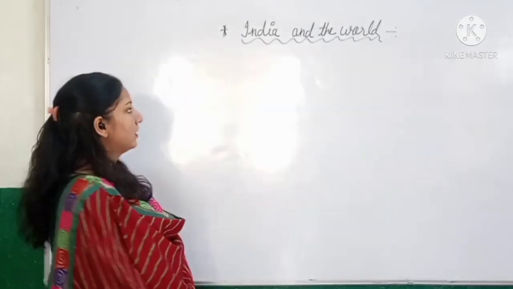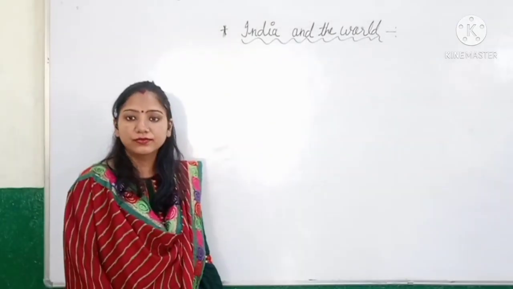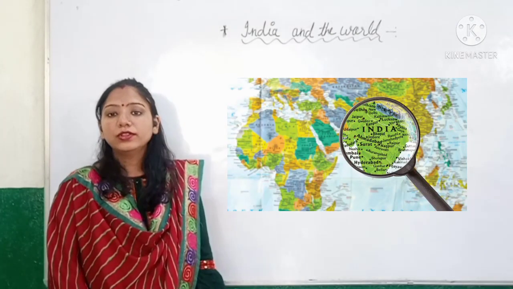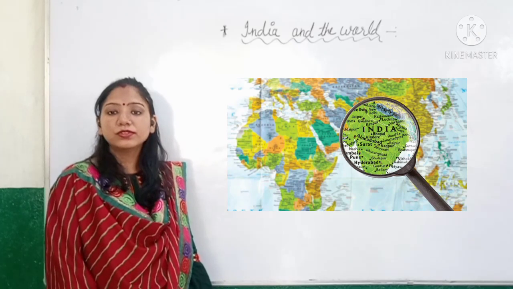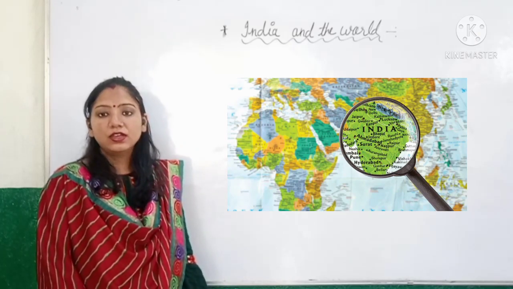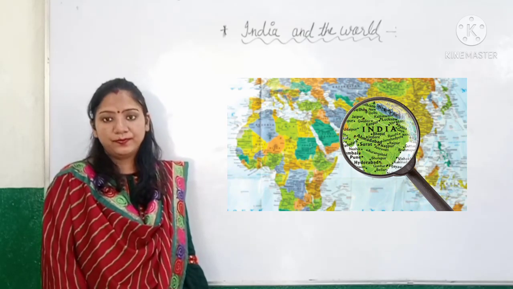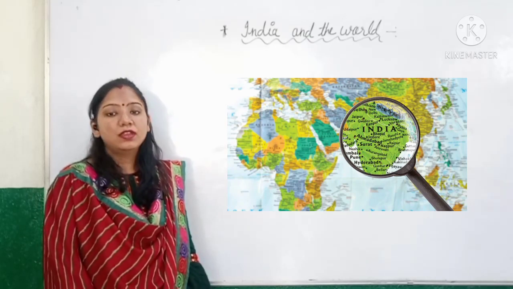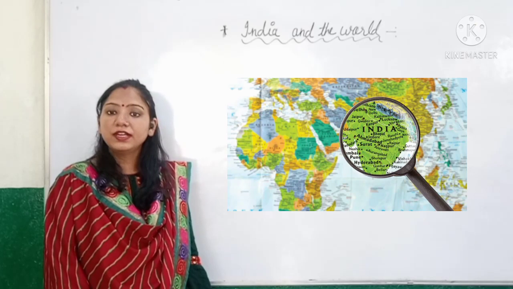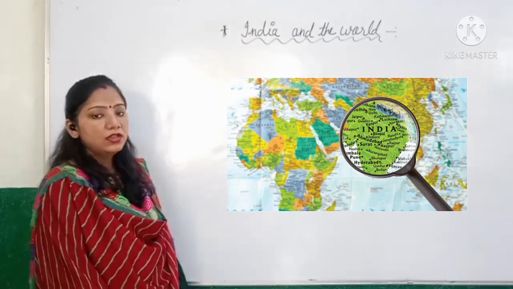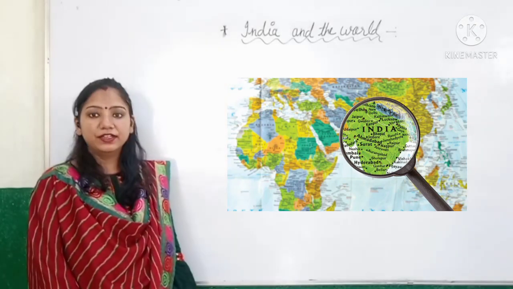Now let's see our next topic, that is India and the world. We all know that India is the most ancient civilized country. Also, its relations with other countries are very good. Many countries came to our country for their trade and commerce. You can see on the map, which is also provided in your book.